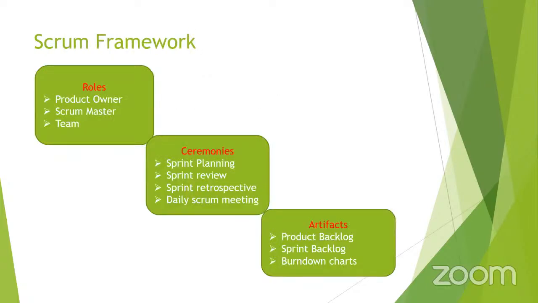So in the Scrum framework, we will be discussing primarily three things, which are roles, ceremonies, and artifacts. If we go to roles, we have the product owner, Scrum Master, and the team. There are different ceremonies like sprint planning, review, retrospective meeting, and also the daily Scrum meeting. And what we are going to mainly deal with are the product backlog, sprint backlog, and burndown charts.